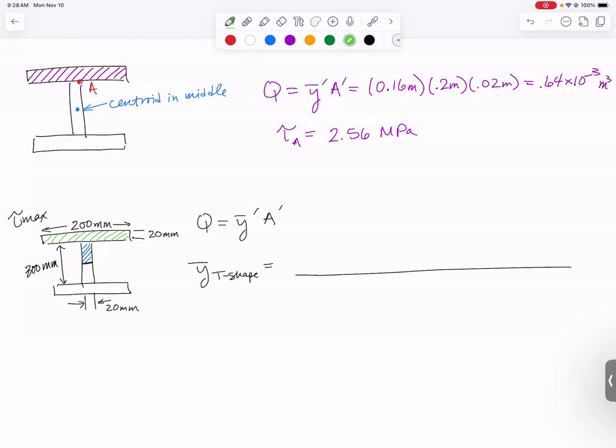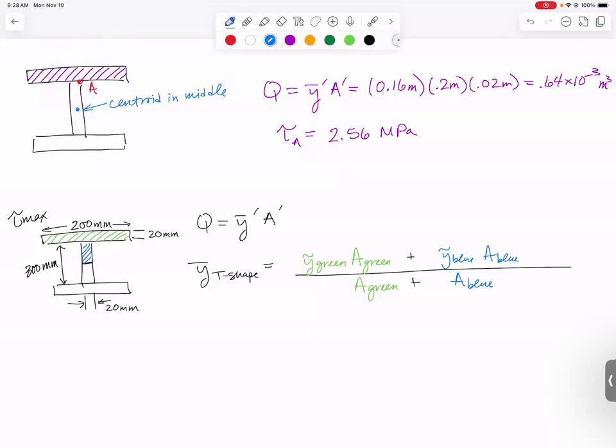I have a big fraction. On the top of the fraction, y tilde for the green area times the area of the green area. On the bottom of the fraction, I'll have just the area of the green shape. Then I need to add to it y tilde for the blue area times area of the blue shape. And on the bottom, I just have area of the blue shape. That is how I would find the centroid of the T shape.